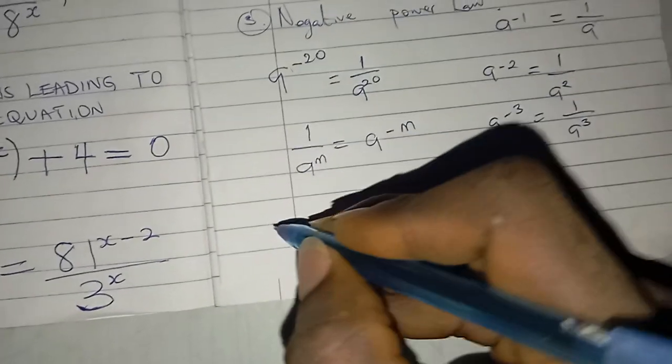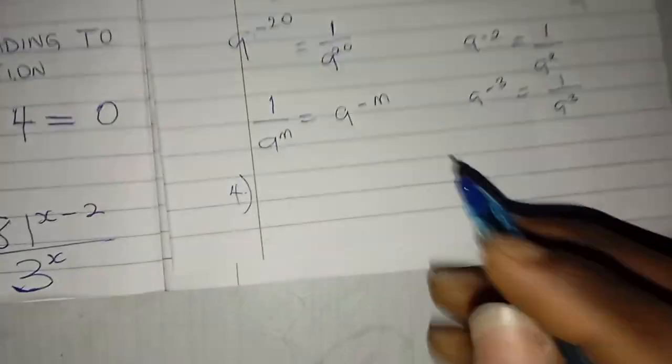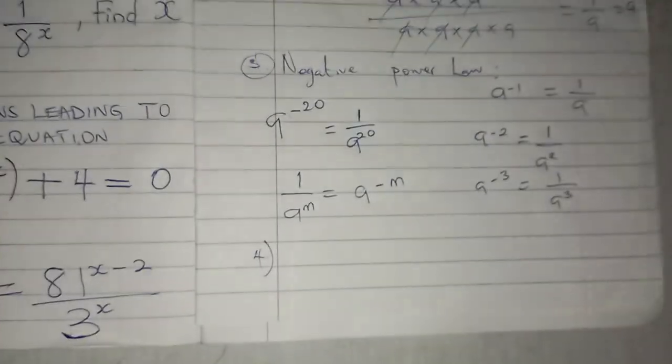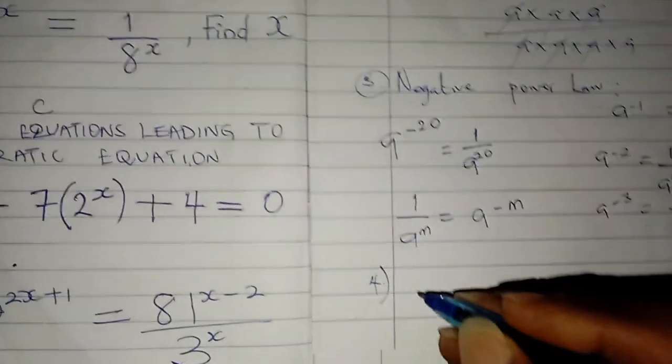So we move to the fourth law. The fourth law of indices is what we call the zero power law.